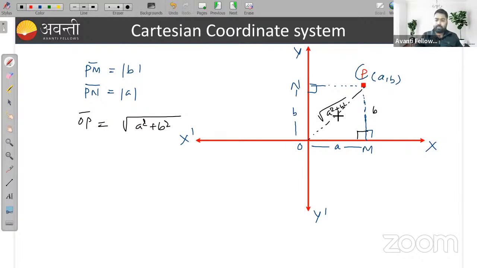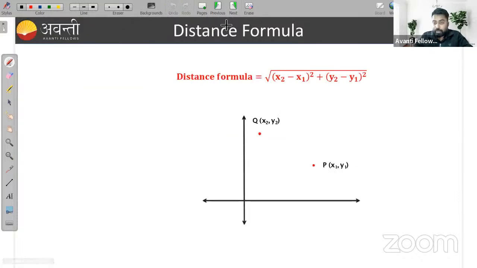So these are the things you know already, so no need to waste time on this point. Let's now see what is the distance formula. All of you know the distance formula. Suppose this point is P and this point is Q. If we join these 2 points, what is the distance between them? That is under root of (x2 minus x1) whole square plus (y2 minus y1) whole square. So this is the distance formula. All of you know this.